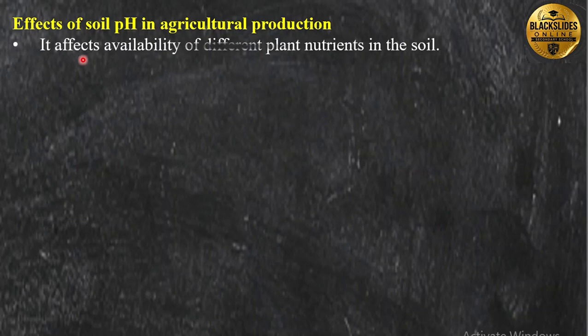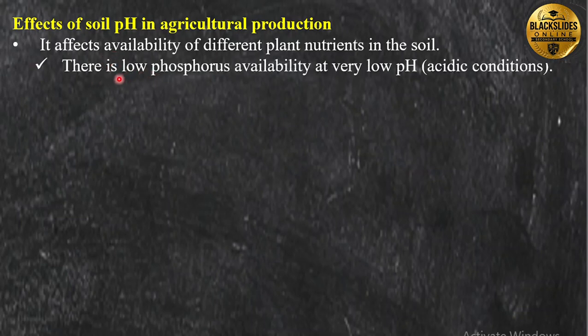How does soil pH affect agricultural production? This again is a potential examination question. Explain any 3 ways by which soil pH affects agricultural production. Soil pH affects availability of different plant nutrients in the soil. The level of pH in the soil determines the amount and type of plant nutrients in the soil. So that's one effect.